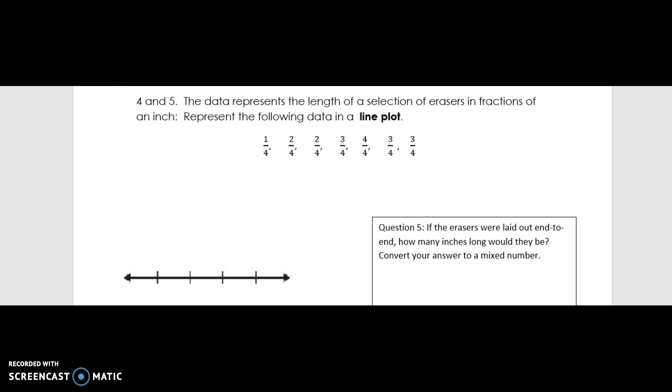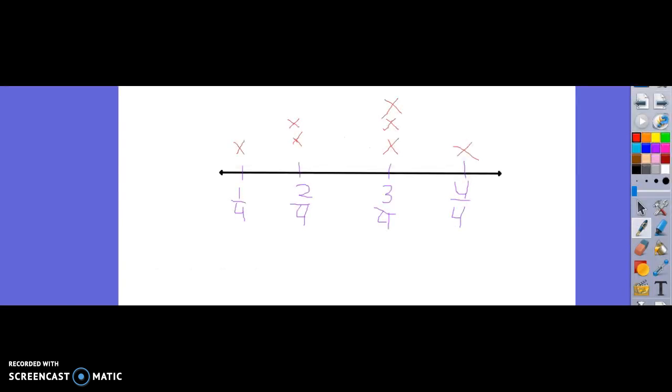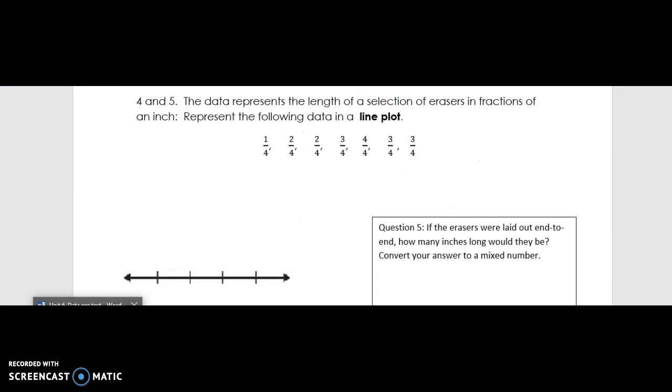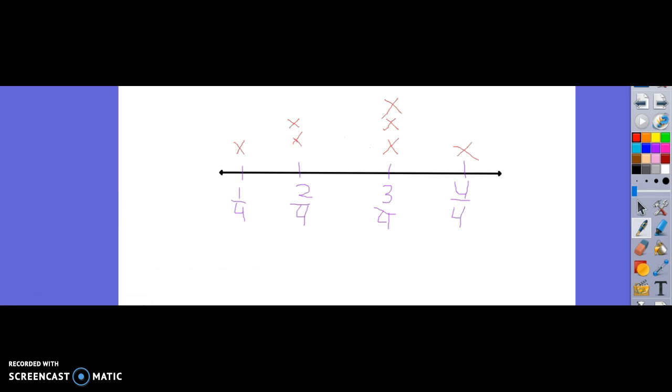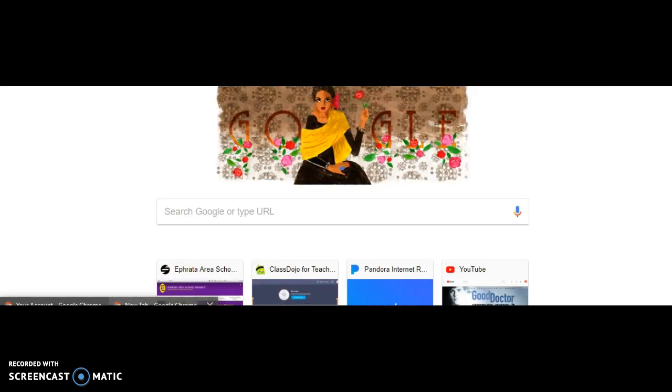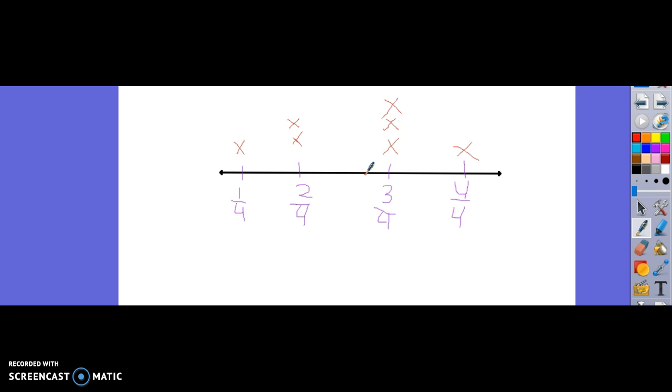once you are done. This is what your line plot should look like. If you transfer the data and put them onto the line plot, you would have what is here. So that's all you have to do for number 4. Now, if you wanted to give it a title, you could write that your title is erasers in fractions of an inch. And if you wanted to give it a label, you could say that X equaled the length of the pencils.